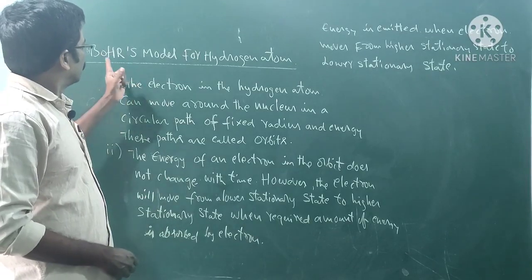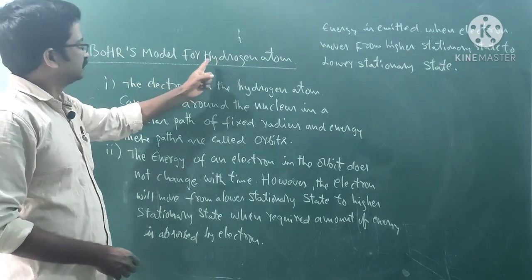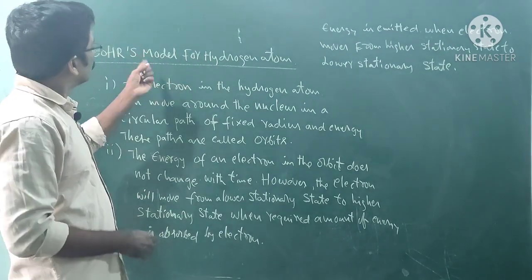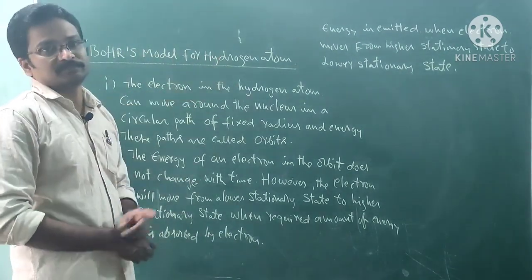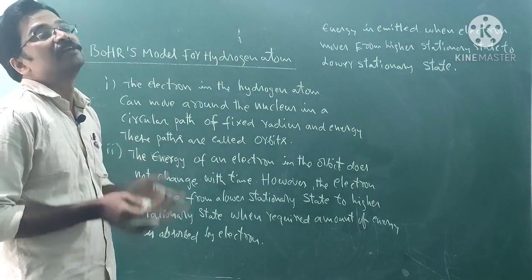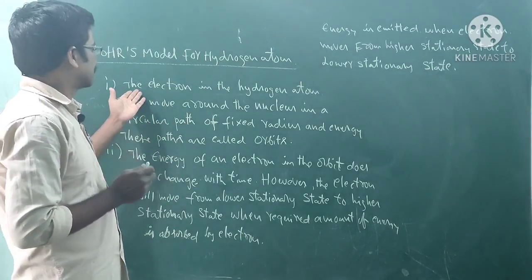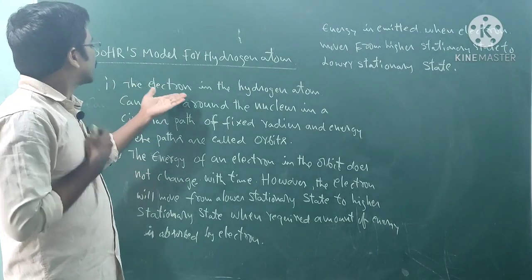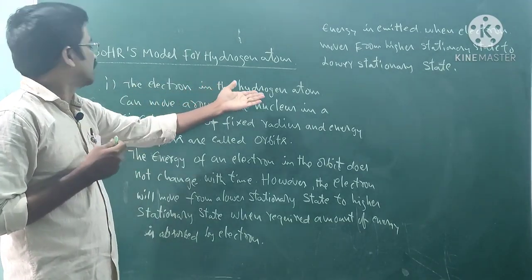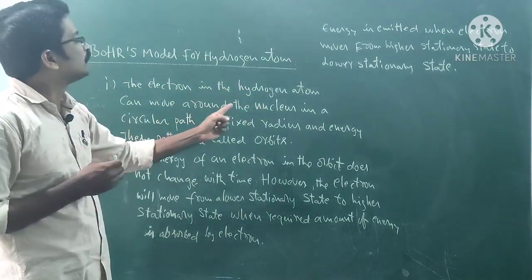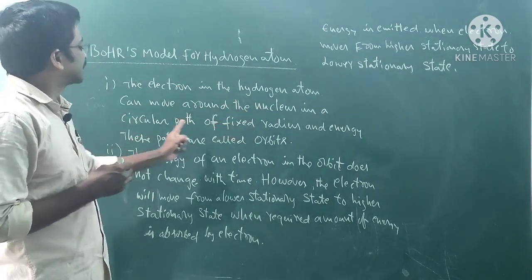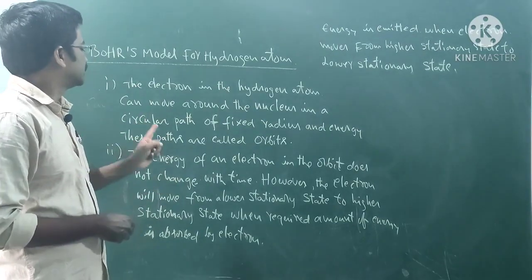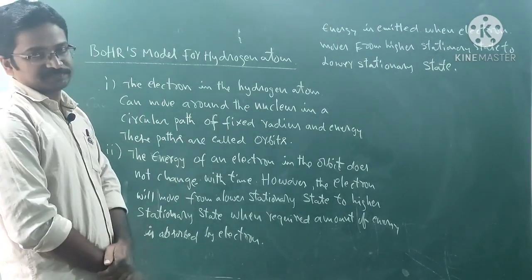Here what we are studying is the Bohr model, and the atom we are studying is the hydrogen atom. Let us take a look at the first point. The electron in the hydrogen atom can move around the nucleus in circular paths of fixed radius and energy. These paths are called orbits.